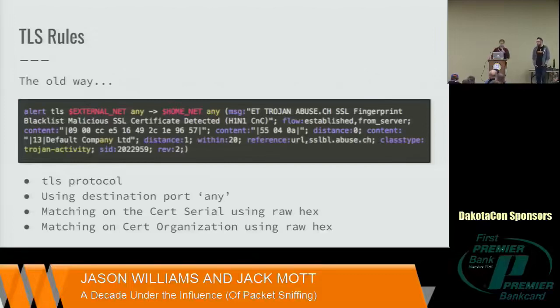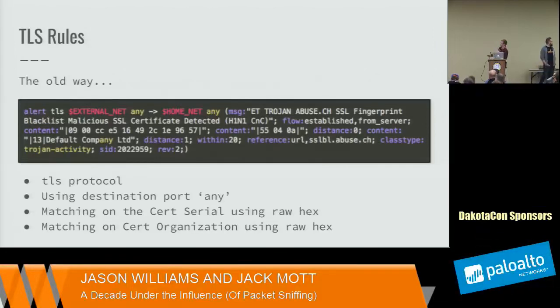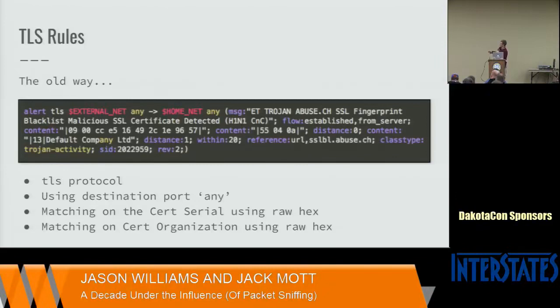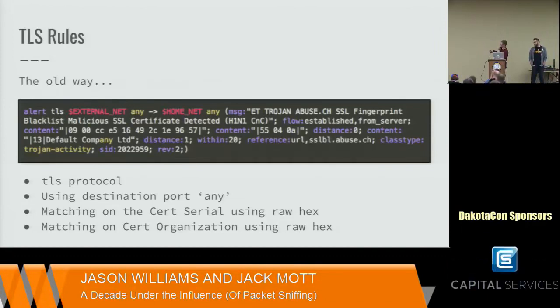So this is the old way. This is kind of how we had to write rules back in the day. We still had the TLS keyword, but we didn't have the buffers. So we were able to still parse out TLS on any port there, but we had to use the raw hex bytes. So sort of reminiscent of what we were looking at in the DNS side of it. So here we have the certificate serial number, and then we have this 55 04 0A in hex. Essentially that is the OU, or the organization part of the certificate subject.